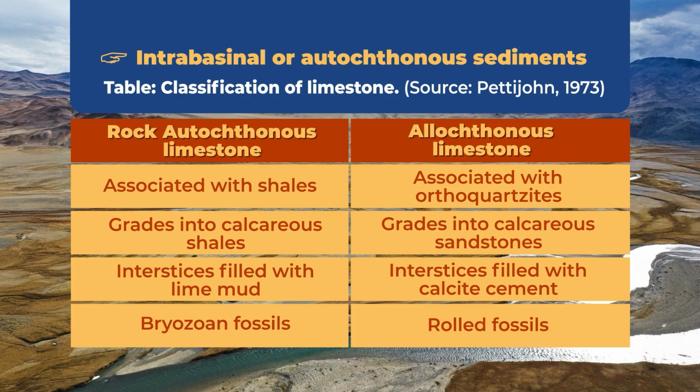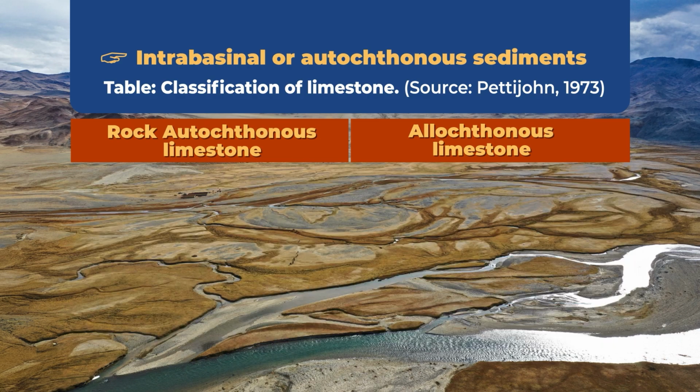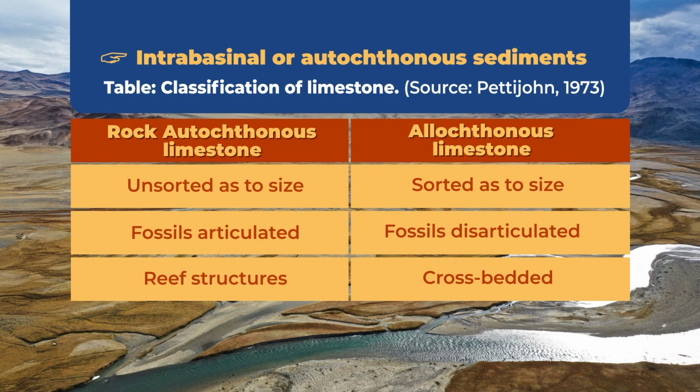Like here, you can see the autochthonous limestone has biogenic fossils, and for allochthonous limestone you can see rolled fossils. Likewise, autochthonous limestone is unsorted as to size, and in allochthonous limestone you can see they are sorted to size. So, the differences are given in this classification of limestone.